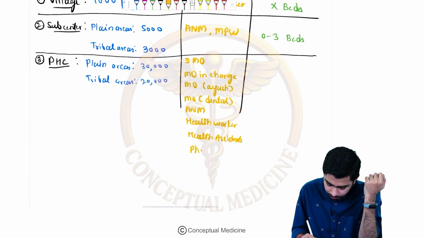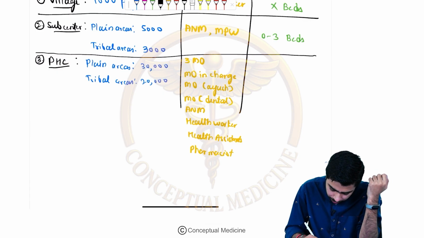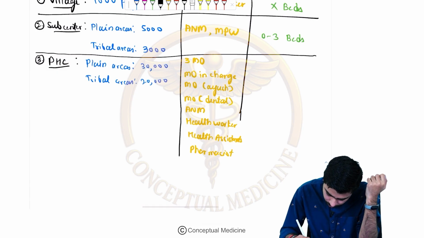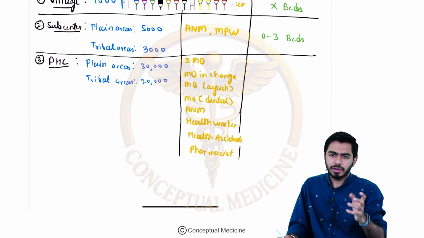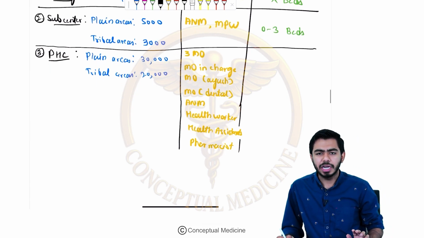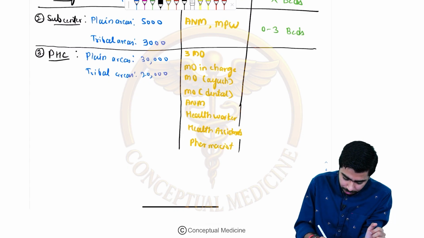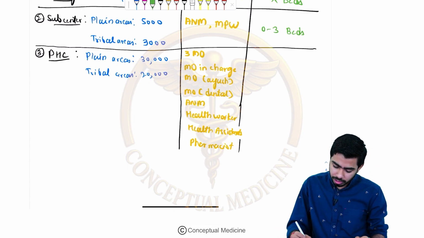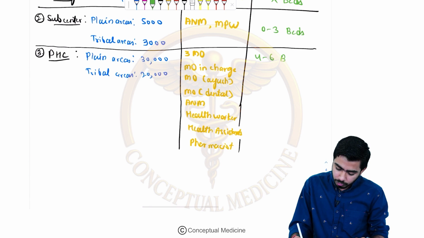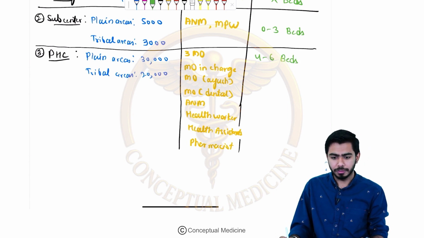With that, a pharmacist could be there to provide the medications and all, right? Whatever medication you are writing, who will be providing that? That will be your pharmacist only, right? So these many people might be working at the level of PHC. So it's kind of a bigger level, right? Obviously, there is the availability of beds as well, about 4 to 6 beds might be available at this particular level.